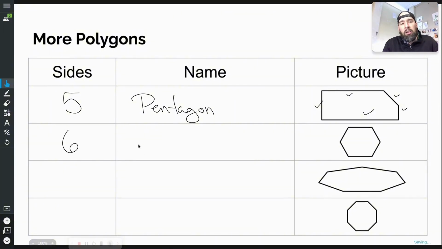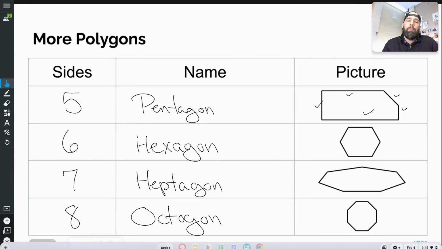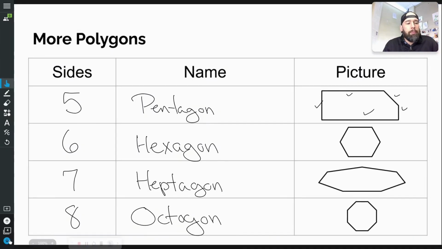If it has 6 sides, it's a hexagon. 1, 2, 3, 4, 5, 6 sides. If it has 1, 2, 3, 4, 5, 6, 7 sides, that is a heptagon. Heptagon. And if it has 8 sides, it's an octagon. Octagon. Okay? All right.